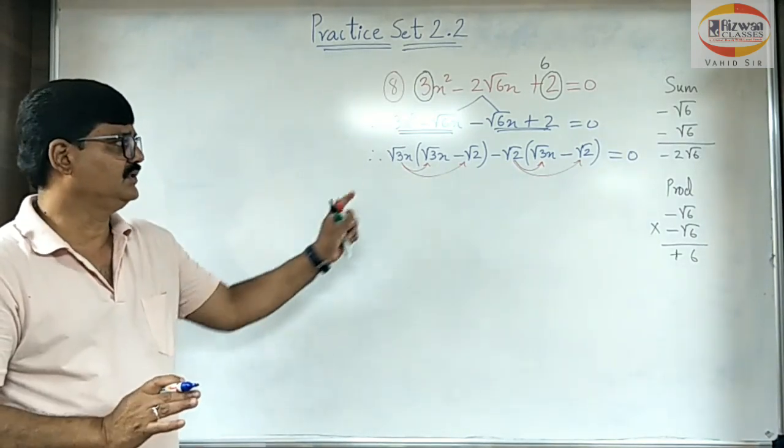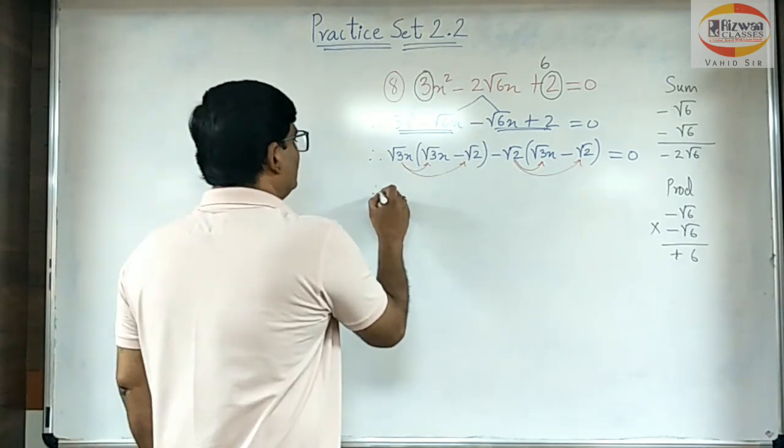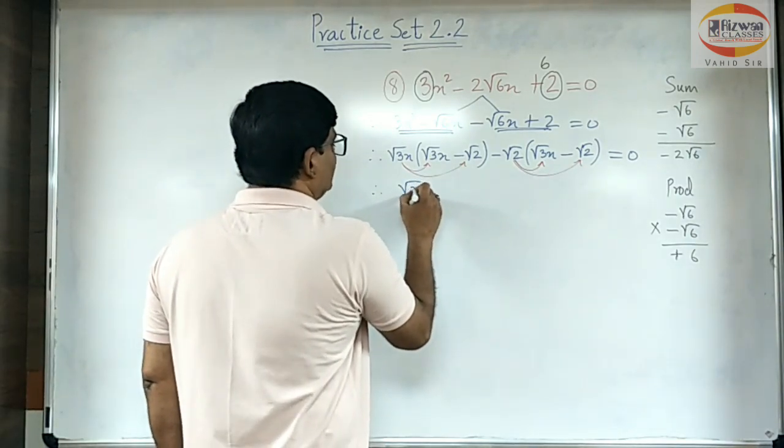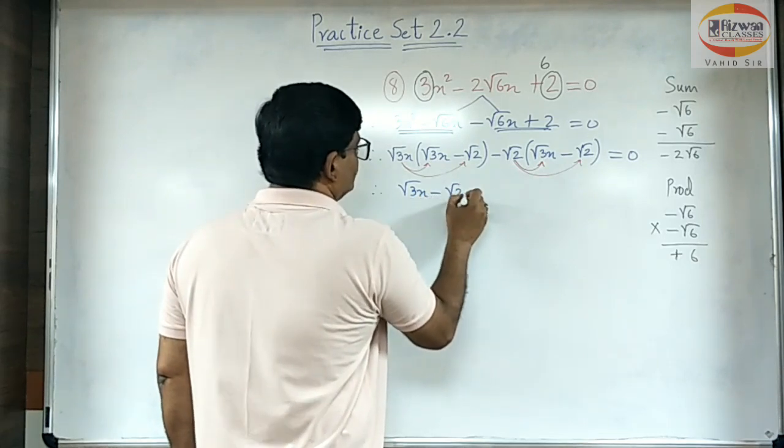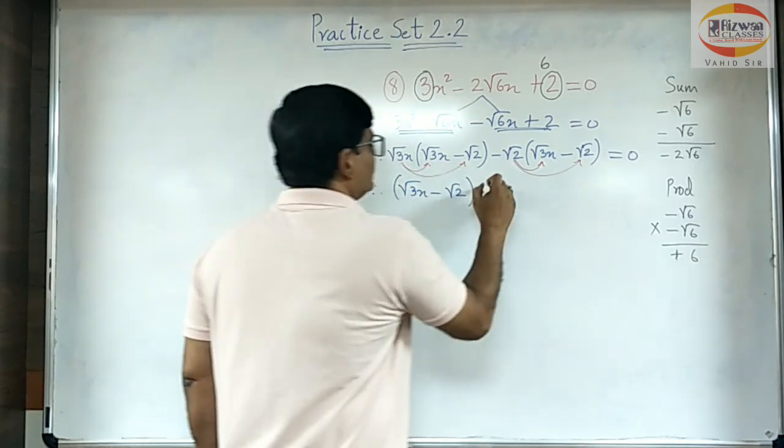You can see the common bracket I got over there. So now I'll try to write root 3x minus root 2 in one bracket, and this will be coming as what?